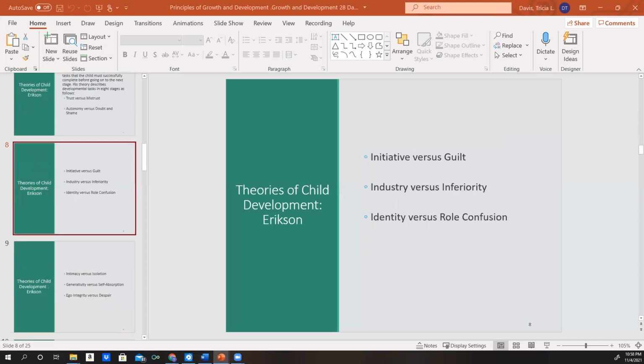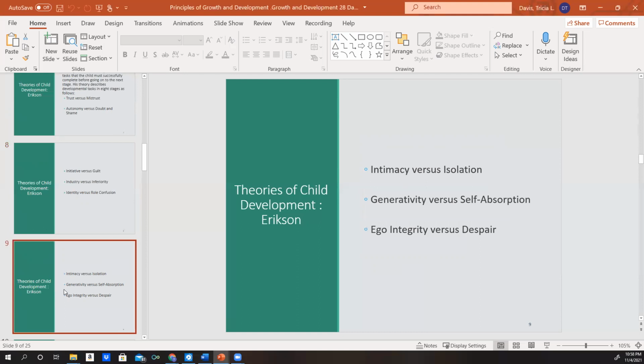We also have initiative versus guilt. This is where the child develops a conscience and starts to have a sense of right and wrong. There's industry versus inferiority. This is where the child competes with others and enjoys being able to accomplish tasks. And there's identity versus role confusion, where the adolescent goes through physical and emotional changes as he or she develops as an independent person with their own individualized goals and ideas.